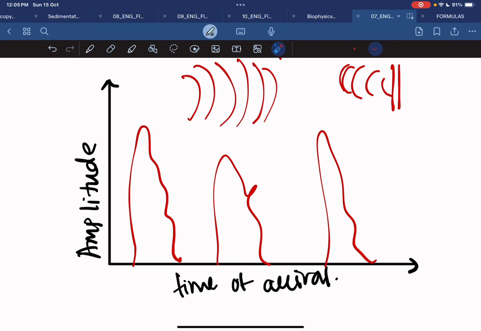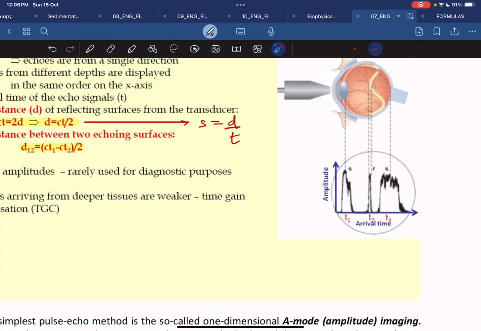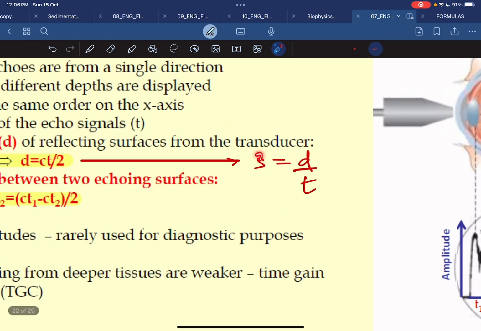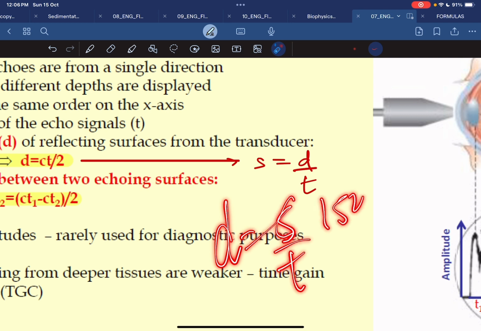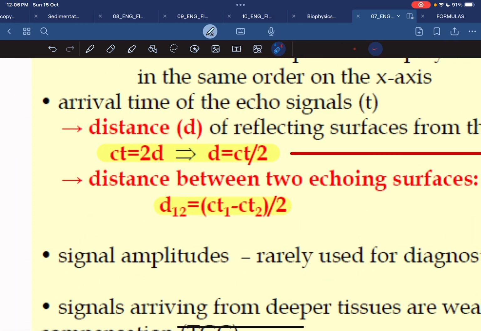Okay, so this is the one-dimensional image. This is all the information you get: the distances of the objects from the transducer. Using our formula, speed is equal to distance by time, we can find out the distance using speed and time, because speed we know is 1540 meters per second, and time we can plot. Over here, instead of speed, they use speed of sound in any medium: ct = 2d.